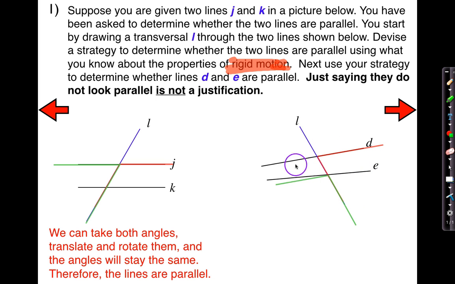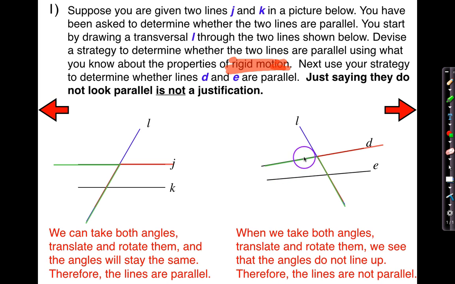But for further proof, this angle here is congruent to this one, but not the previous one, so they are not parallel. When we take both angles, translate and rotate, we see that the angles do not line up, and because of that, those lines are not parallel. Because if they did line up, that means the angles are exactly the same, meaning they're congruent, and because they did not, they are not congruent.